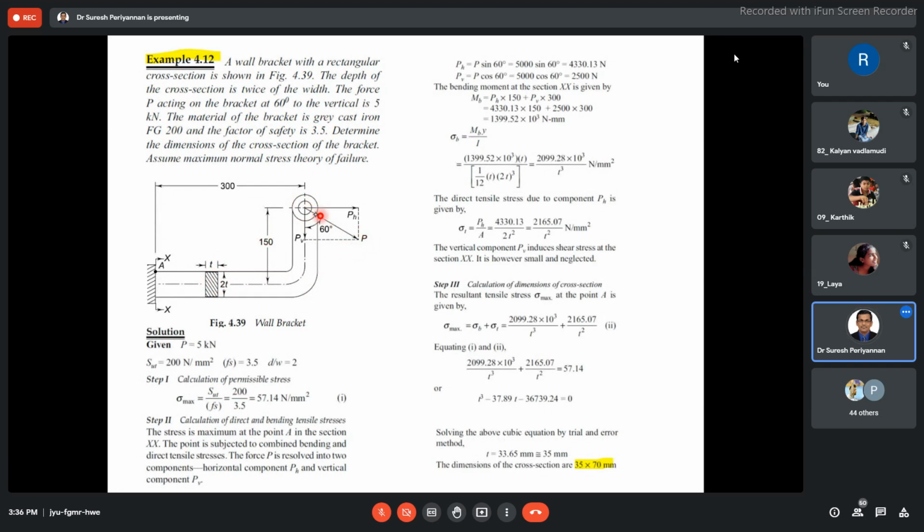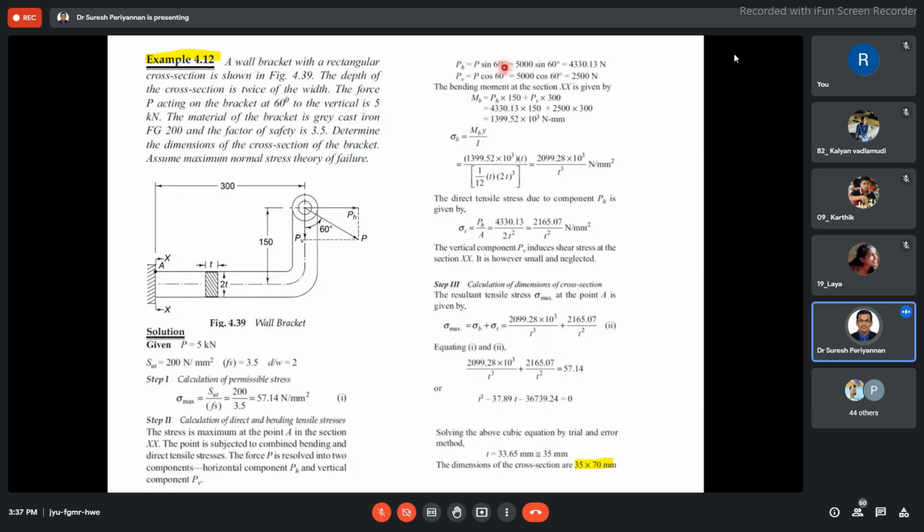Hence, this load can be resolved into two components: one is the vertical force component, and the other is the horizontal force component. We have to find the vertical and horizontal force components. The horizontal force component is nothing but sine 30 into P.